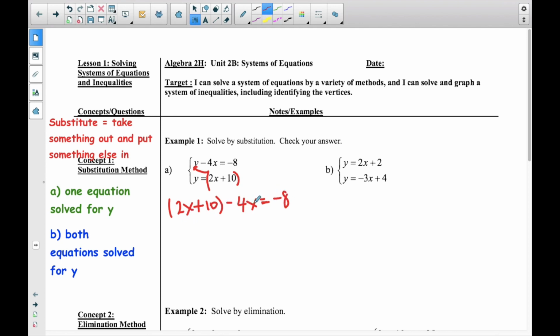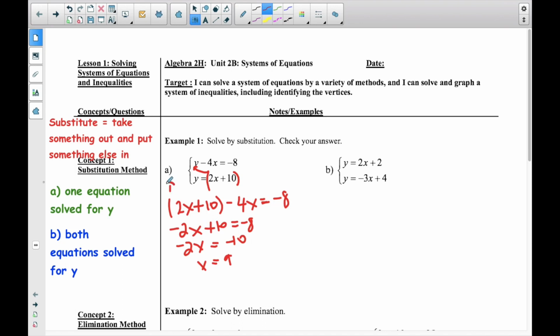So I'll go ahead and combine my like terms. That gives me a negative 2x plus 10. And then I'm just going to finish solving this out. So I'm going to subtract my 10 from both sides, and I will divide by negative 2. And I get x equals 9.